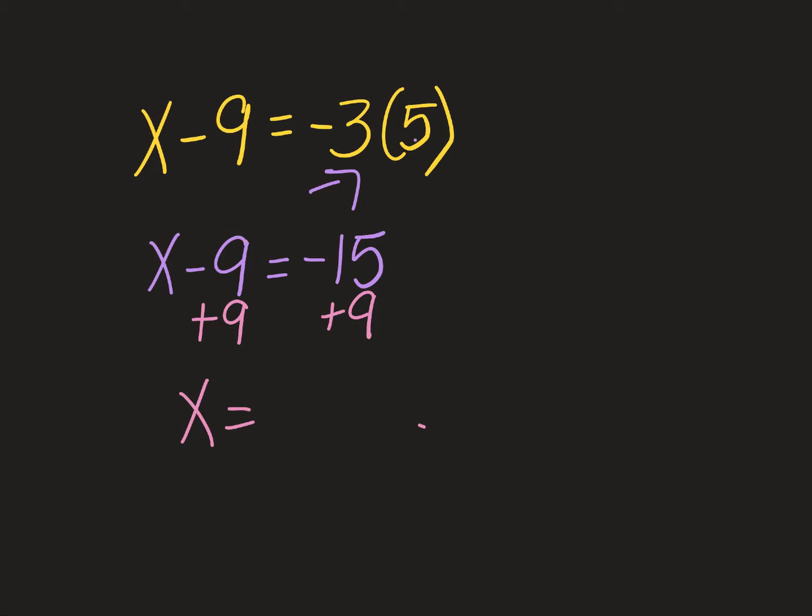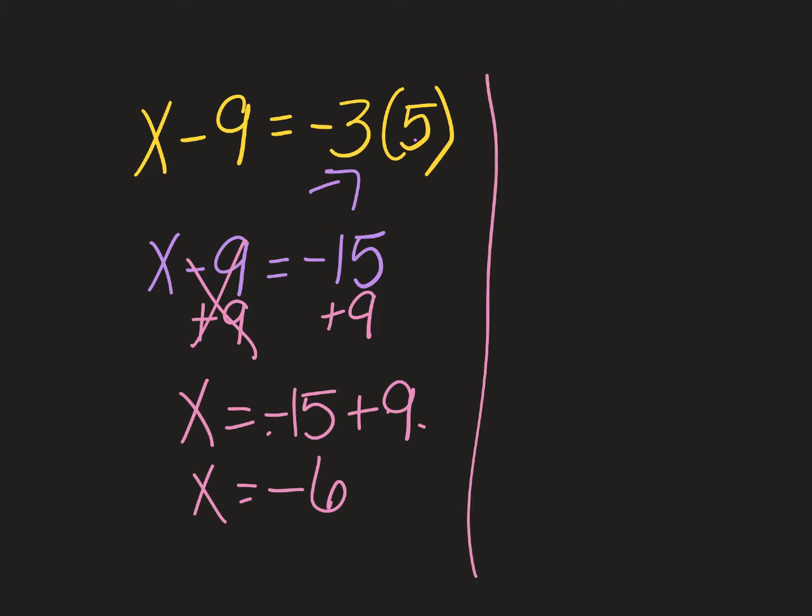x equals, that cancels. So here we have a negative 15 plus 9. Let's look at it that way, okay? So I have a negative and a positive, and when I'm adding a negative and a positive, I'm going to subtract and keep the sign of the larger number, okay? So negative 15 plus 9, when I subtract, I'm going to get a negative 6.